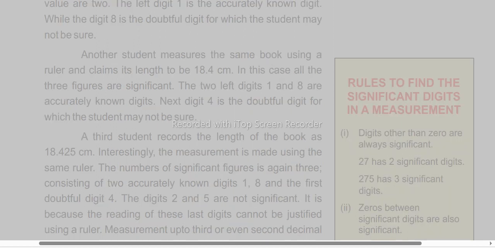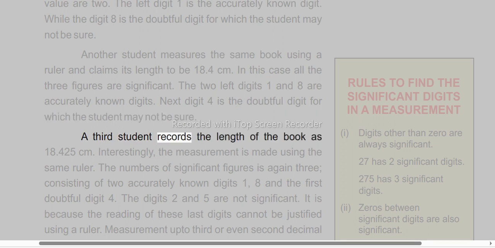Value 18. The left digit 1 is the accurately known digit, while the digit 8 is the doubtful digit for which the student may not be sure. Another student measures the same book using a ruler and claims its length to be 18.4 centimeters. In this case, all the 3 figures are significant. The 2 left digits 1 and 8 are accurately known digits. Next digit 4 is the doubtful digit for which the student may not be sure.